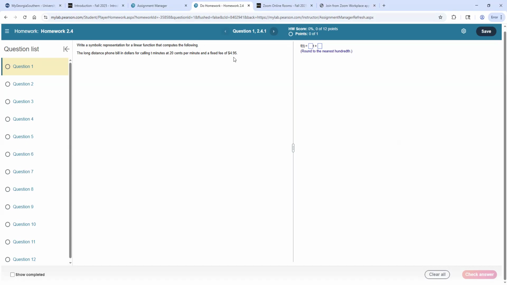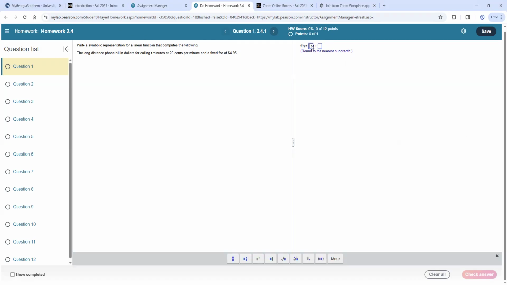That just means that 4.95 is a point on the graph, which means this is the y-intercept value. So you're just going to plug in 4.95 for your constant here, and your slope is 20 cents. Now, since this one is in dollars, you want to convert the 20 cents to dollars, which would be $0.20. And so we have here, the slope is 0.2, and then the intercept value is 4.95. Okay, next one.